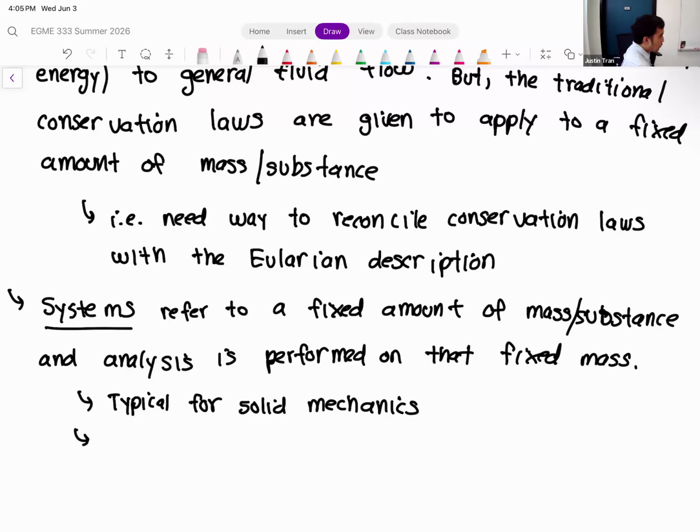But as we discussed, a systems-type approach is difficult to use for fluids because fluids can change shape, and they can all go in different directions. Keeping track of a fixed amount of mass over a long period of time can be difficult because that fluid can scatter in all different ways. Think about this room. Let's say you use your hands to capture a fixed amount of air, and then you let go. Who knows where that air is at this point? It's flowing everywhere in this classroom.